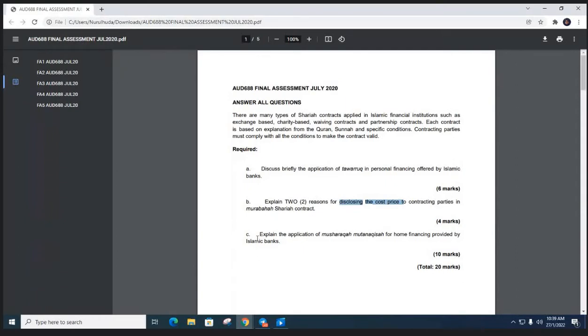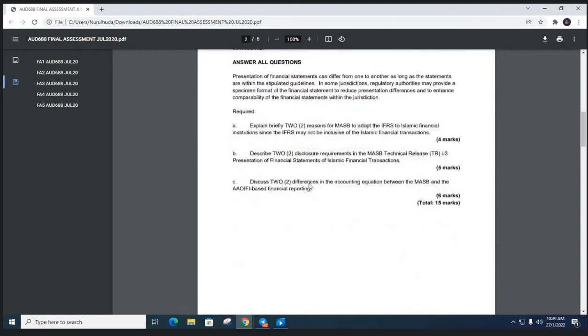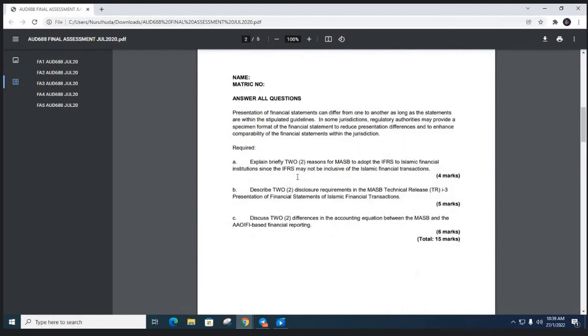Okay, and then C, explain the application of musyarakah mutanakisah. Yang ni pun saya rasa boleh, tak ada masalah untuk jawab. Untuk question number 2, kalau ada soalan yang rasa macam tak boleh jawab, please inform me.